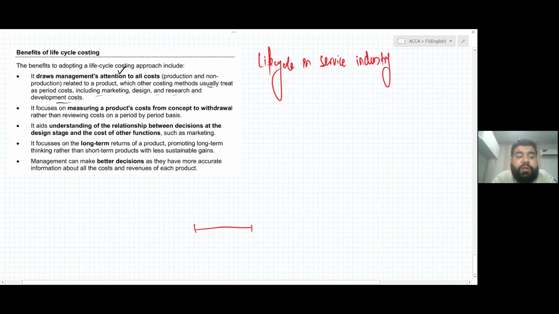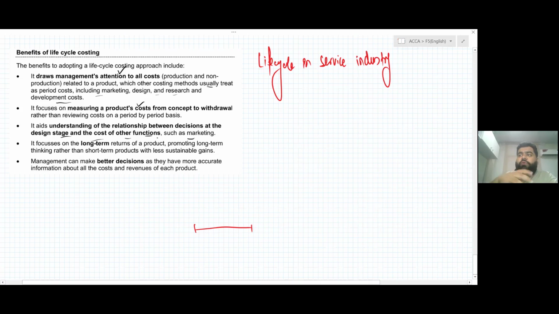After that, it focuses on measuring the product cost from concept to withdrawal. Concept to withdrawal means from development stage to decline stage. So actually, it focuses on the entire cost. This is the huge benefit. It focuses on the entire cost from the start point to the end point. Basically, all the benefits are rotating around the same concept, all cost from start to end. Another one: it aids understanding of the relationship between decisions at the decision stage and the cost of other functions such as marketing. Again, the same thing.